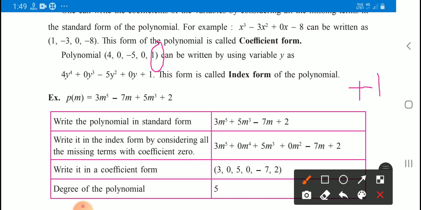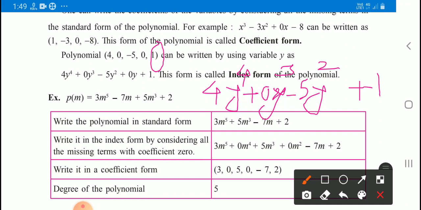Now the remaining terms you have to count: 1, 2, 3 and 4. So for your first term, they said take the variable y. So I am taking y. Here the power will be 4. Plus 0 y cube. Then minus 5y square. Then plus 0y and plus 1. Like this way you have to write.